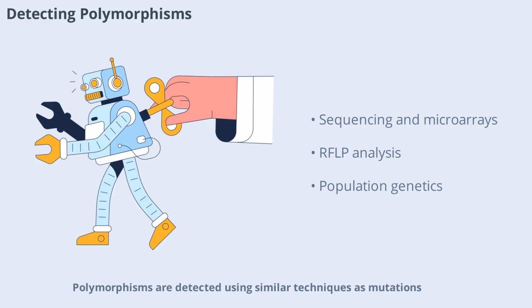Polymorphisms are detected using similar techniques as mutations, such as DNA sequencing and microarrays. Additionally, restriction fragment length polymorphism (RFLP) analysis can identify specific DNA variations. These methods help researchers map genetic diversity within populations and understand how certain polymorphisms influence health and disease. The ability to detect polymorphisms has opened new doors in personalized medicine and ancestry research.